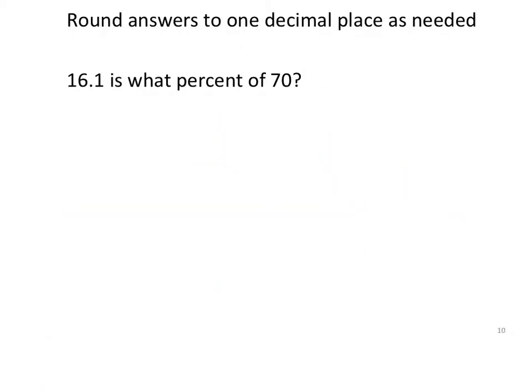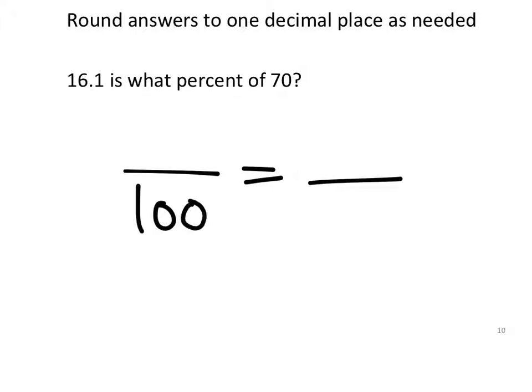Again, we'll round it to 1 decimal place. 16.1 is what percent of 70? So we'll set this up again with the percent proportion, because we are looking at percents. And again, the nice thing is that we always know that the one denominator is always out of 100. The other thing here is it's what percent. Now, it's asking for the percent, so we don't know what that is. And the percent always goes above the 100.